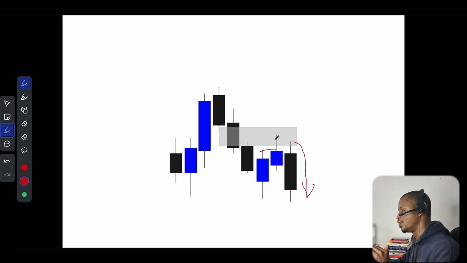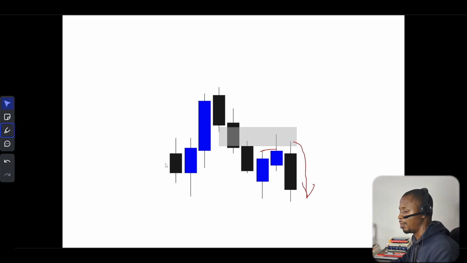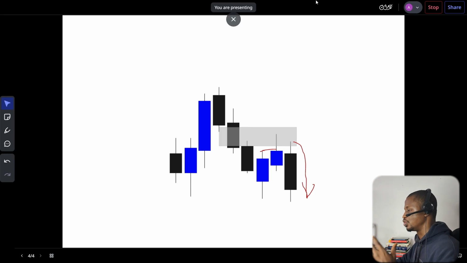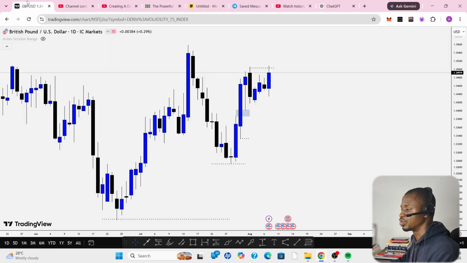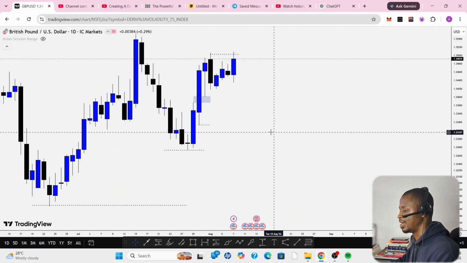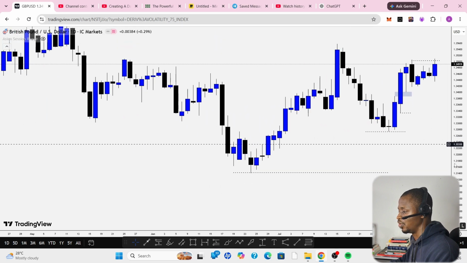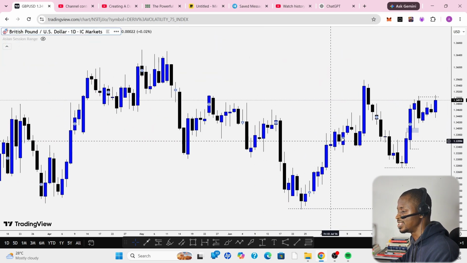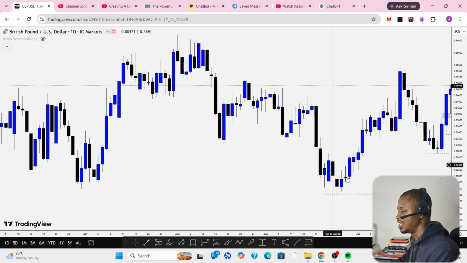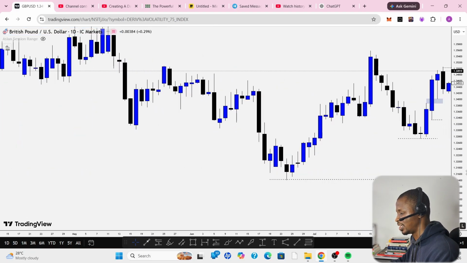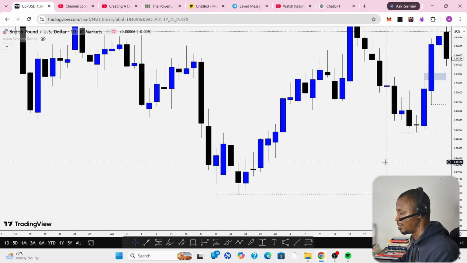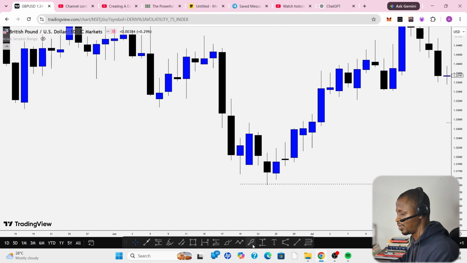You understand? So if we go further, you're going to see more examples on how to trade this thing. Let's go to my chart. Let me show you how this thing works. Let me go to my chart and show you a typical example of how to trade this concept effectively on your chart. Remember, this is daily time frame, right? This is daily time frame. You understand? Look at this example. Look at this particular example right here.